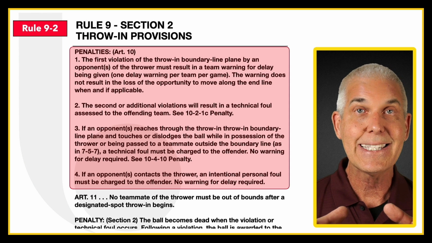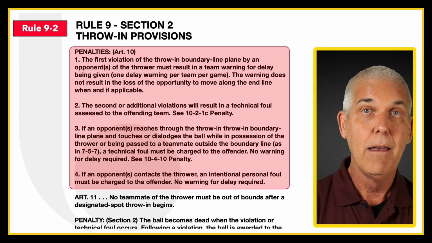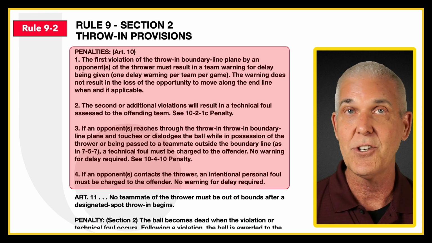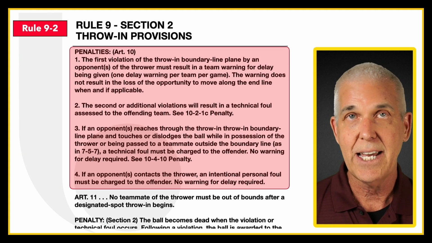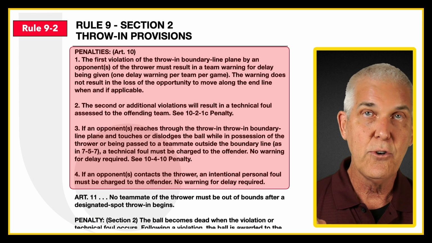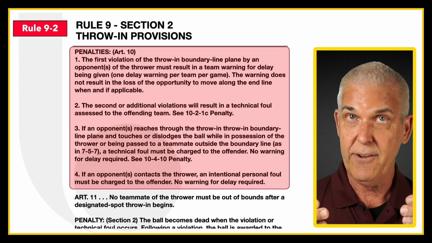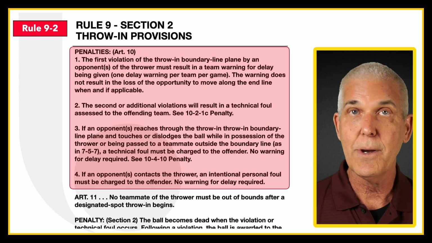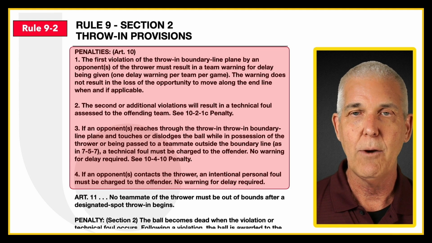We can have the thrower extend the ball through the boundary plane, contact on the thrower, intentional foul. But since there was no violation of the boundary plane, there would be no resulting warning for team delay. But it would be an intentional personal foul on the defensive player, 2 free throws for the offended player, and the ball for throw-in after an intentional foul at the spot nearest the foul. The resulting throw-in would be a designated spot throw-in by rule.